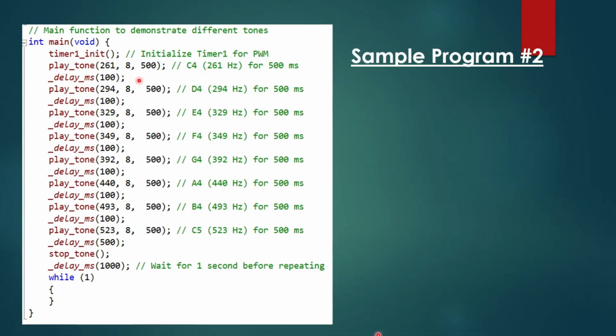If you look at these tunes, this is do, re, mi, fa, sol, la, si, and do. If you send these frequencies to the buzzer, that's what you're going to get. And finally, we wait 1000 milliseconds, and then we go into the infinite loop.